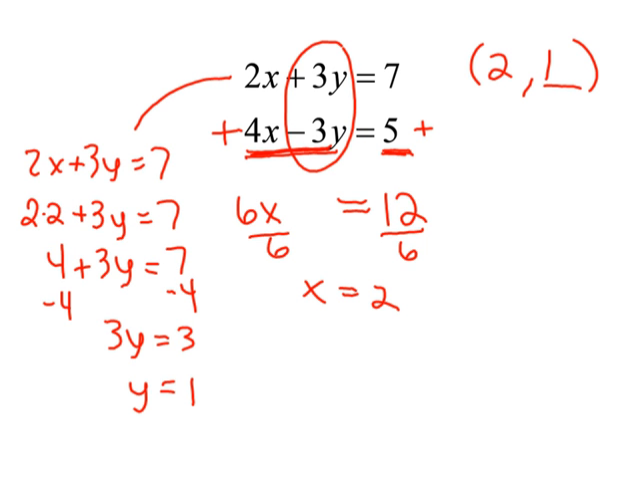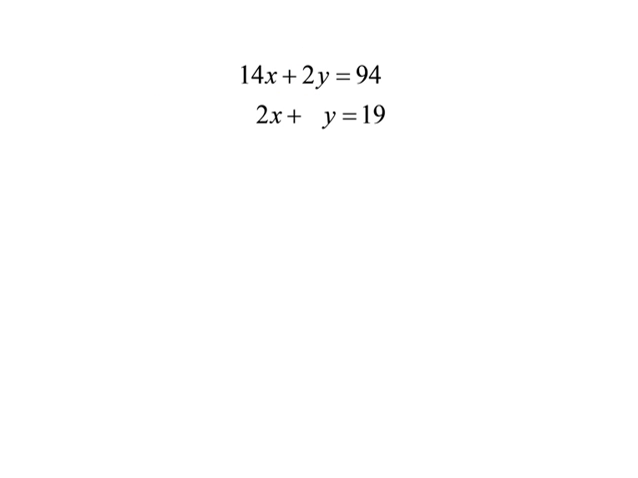Whenever you have variables that are opposites of each other, this is a very nice method. We just add the left side to the left side and the right side to the right side. If we look at this one, neither of our variables are opposites. 14x and 2x are not opposites, and 2y and y are not opposites. But we know that not only can we add something to both sides of an equation, we can also multiply by something on both sides of the equation.